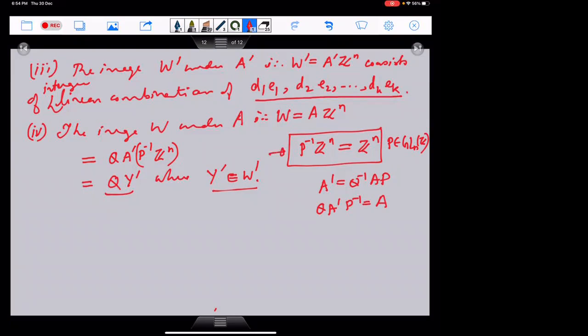This once you know this, then there is no problem. You can remove this one then. So this is an arbitrary element. Okay, maybe one more step I'll write. Yes, sir. Now I understand. A prime Y, Zn, and therefore this is Q Y prime. Y prime.